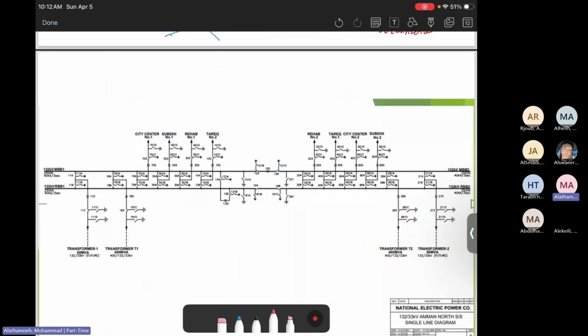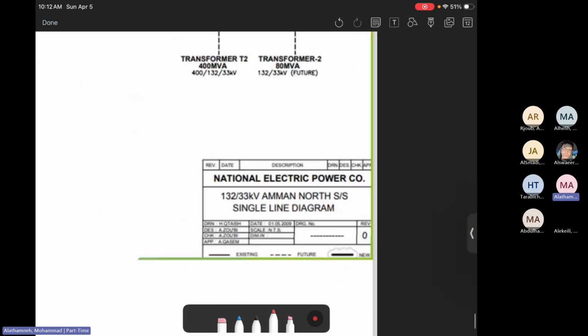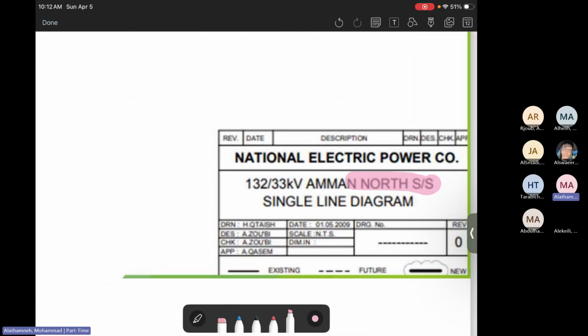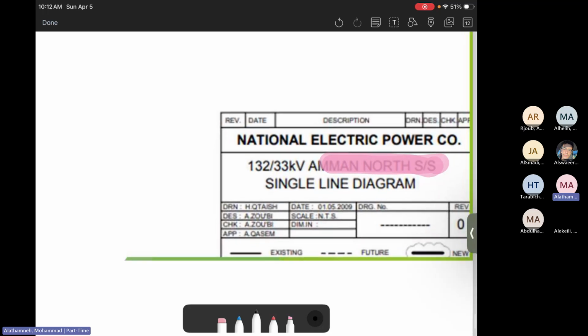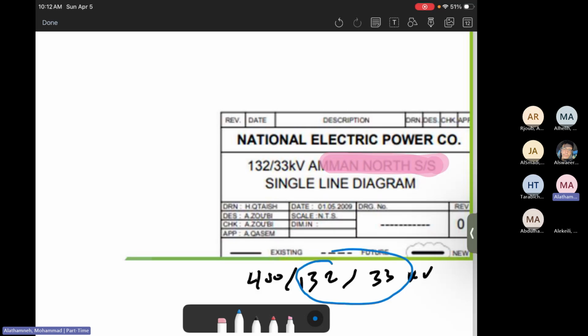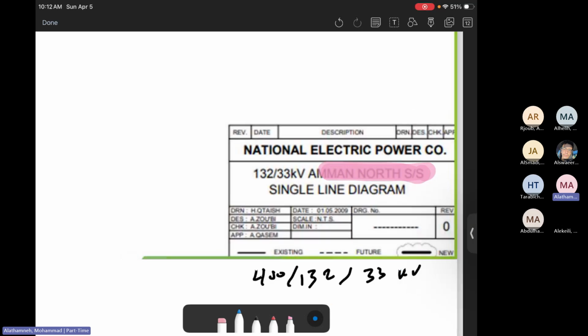Now here is an example of a single line diagram. This single line diagram is in Jordan for North Amman substation, 132 kilovolts to 33 kilovolts. This is in the Shafa Badran area. In Shafa Badran there is another substation, a 400 kilovolt substation, but we don't have it in this line diagram. In North Amman substation, there is 400, 132, 33 kilovolts. Here is the portion associated with 132 and 33.